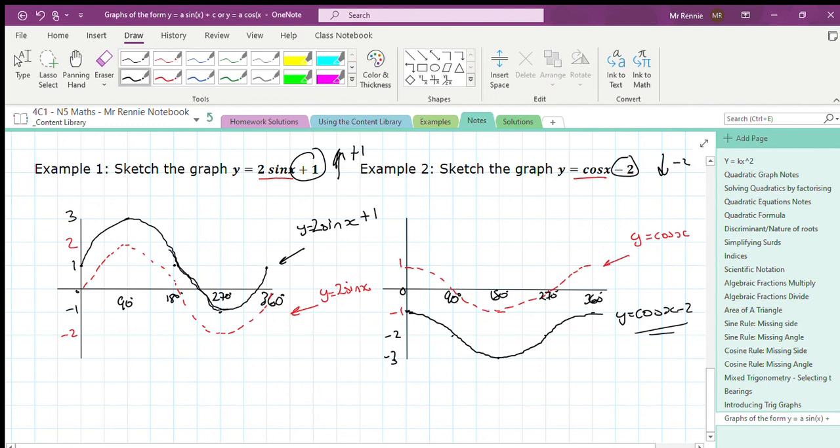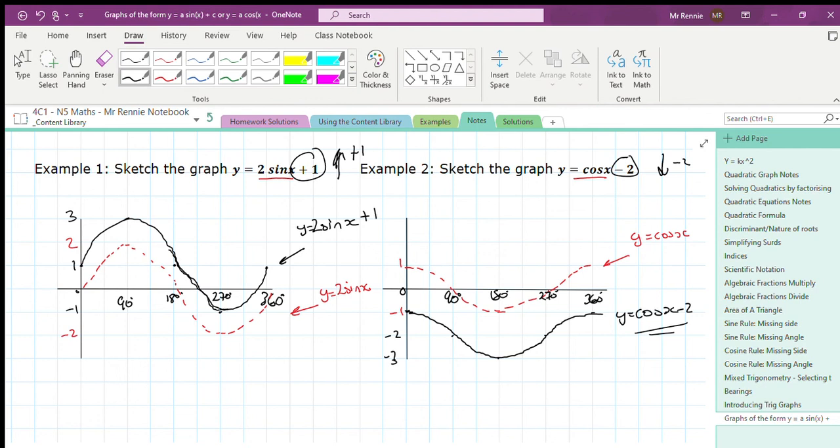So there's two examples of when we have got a graph and it's shifting up or down vertically. Okay, in today's lesson you're going to try and sketch some of these and be shown some of the graphs and try and work out what has happened to them.